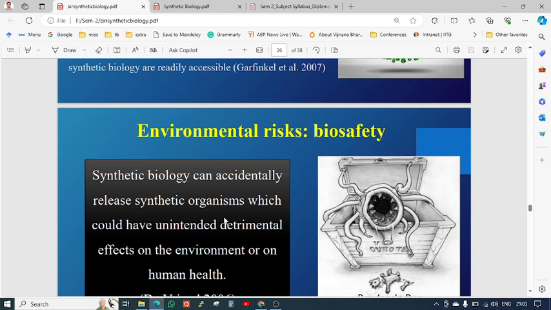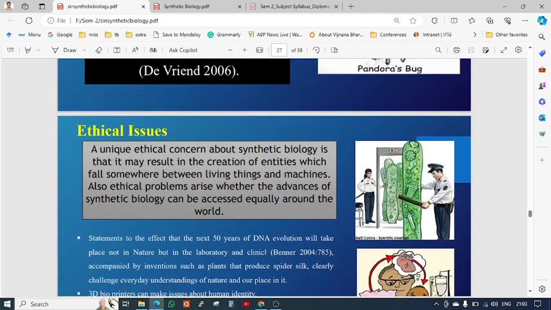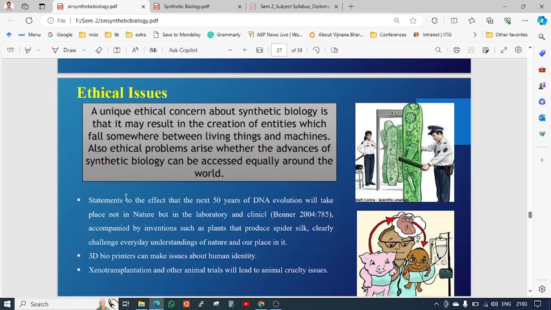Obviously there are environmental risks, and biosafety is there, that means environmental health is verified. Ethical issue, yes, this is one different thing. Ethics means we are going to decide whether we are doing right or wrong. For example, if you are going to pursue higher studies in some branch, you should decide whether it is going to benefit society, benefit you, or whether it is going to harm society or harm you.